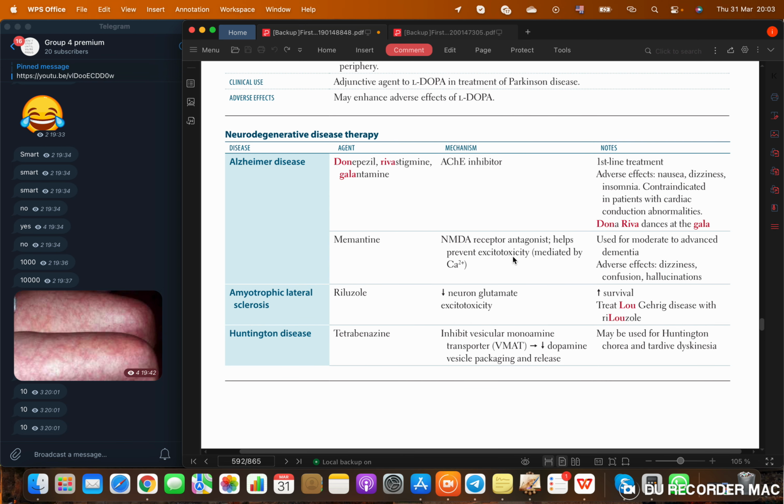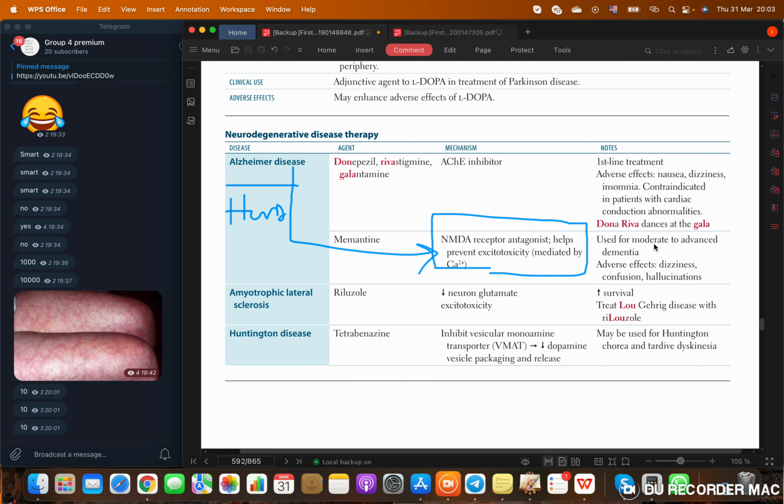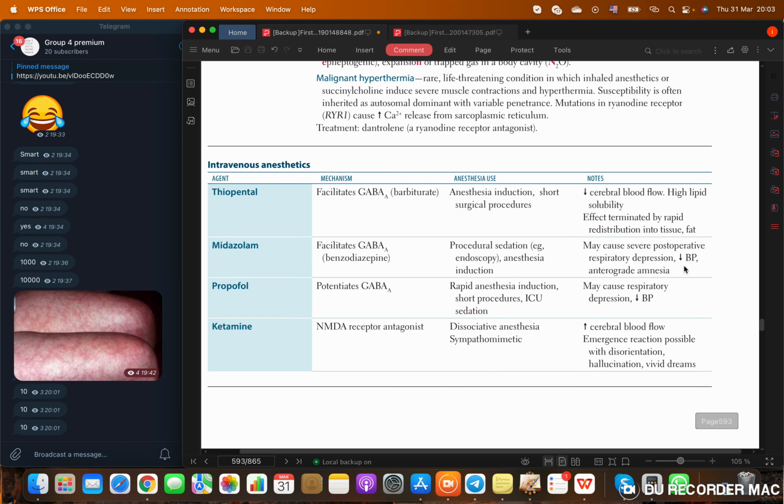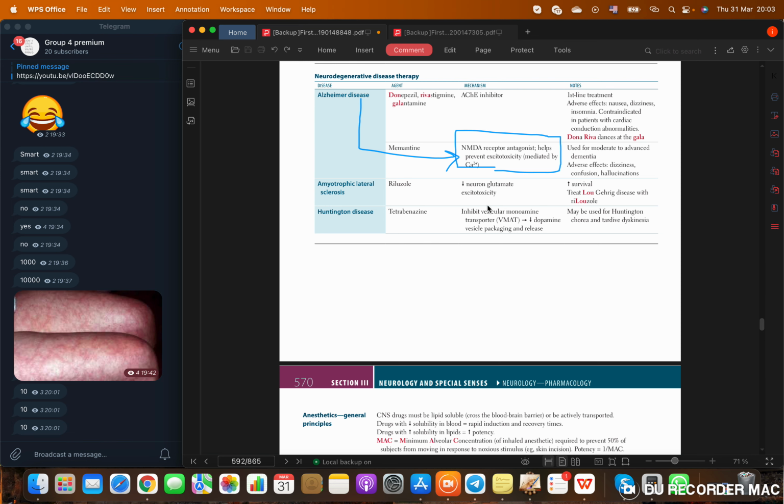Excitotoxicity. I heard about this before. Yes, so excitotoxicity is the thing leading to the neurodegeneration in the brain. It's the thing that is leading to the shrinking of the brain, which can be seen in Alzheimer's disease and also in Huntington disease, okay? So it's because of the excitotoxicity that the brain cells died. Used for moderate to advanced dementia, the adverse effects include dizziness, confusion, hallucination as well. Okay, good.